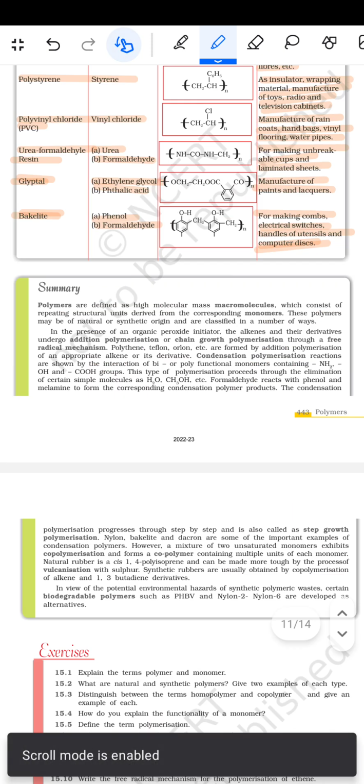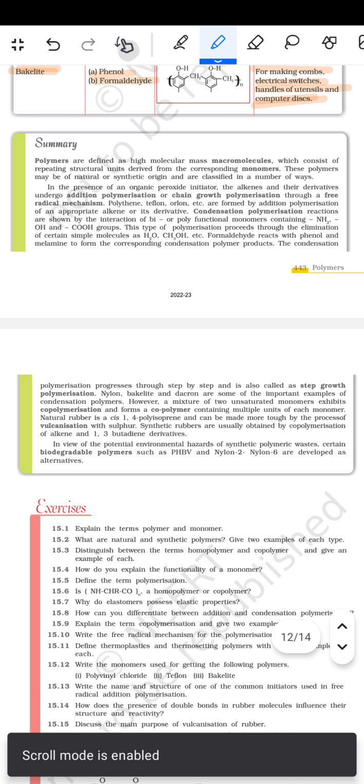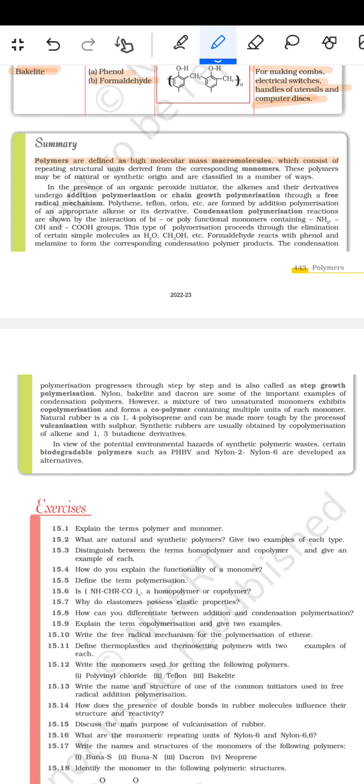इसके बाद फिर समरी दिया हुआ है। तो polymers are defined as the high molecular mass macromolecules which consist of repeating structural units derived from the corresponding monomer. These polymers may be natural or synthetic in origin and are classified in a number of ways. In the presence of an organic peroxide initiator, the alkenes and their derivatives undergo addition polymerization or chain growth polymerization through a free radical mechanism. Polythene, Teflon, Orlon, etc. are formed by the addition polymerization of an appropriate alkene or its derivatives.